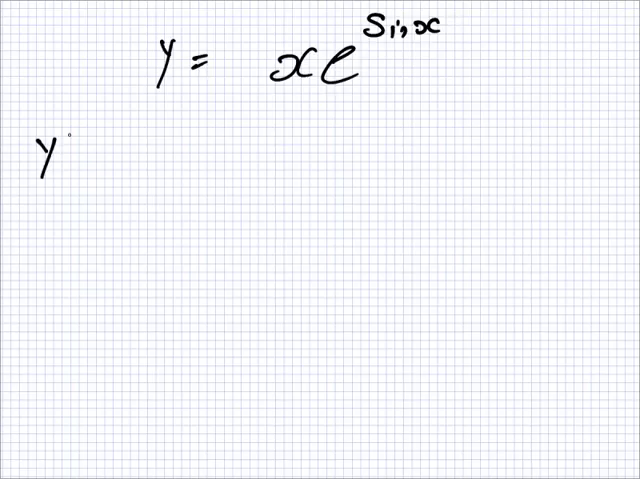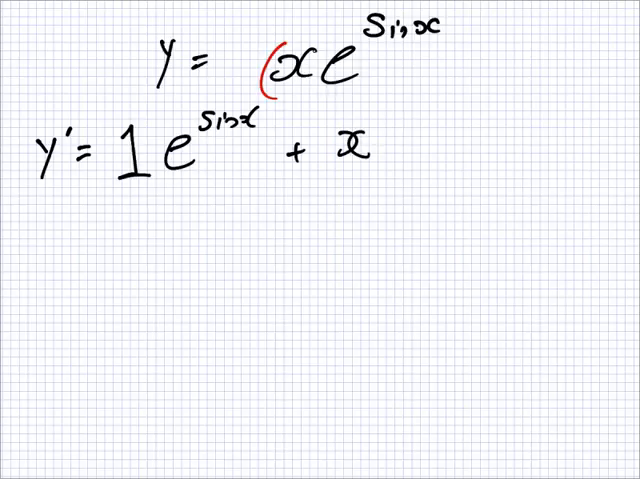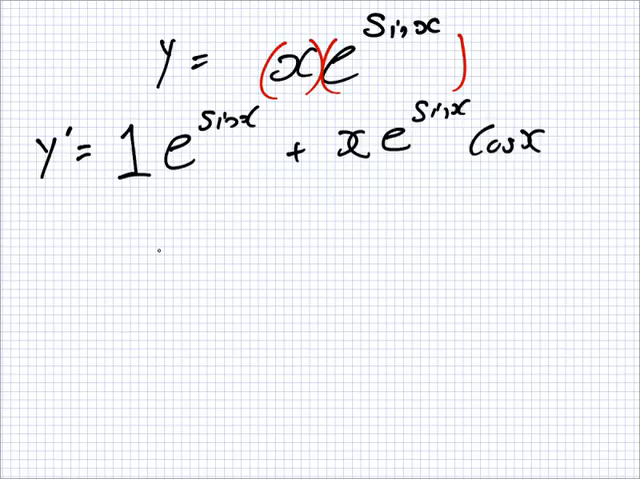Product rule. So that's 1 e^(sin x) plus x, and now we need the derivative of e^(sin x). So what I did was first derivative of x, keep e^(sin x) the same, then keep x the same, and then derivative of e^(sin x), which I just did a minute ago, is e^(sin x) cos x. Okay, try this one for me now.